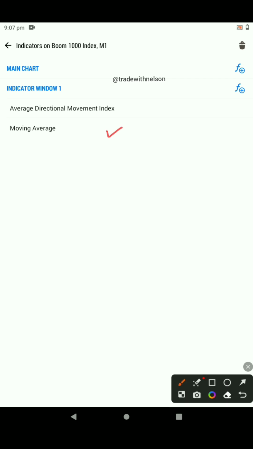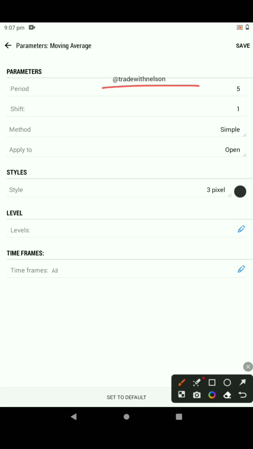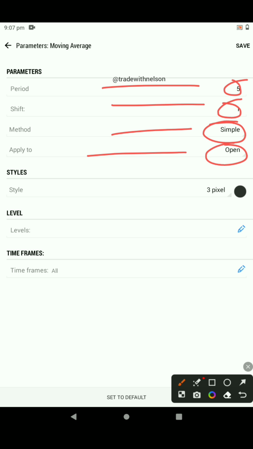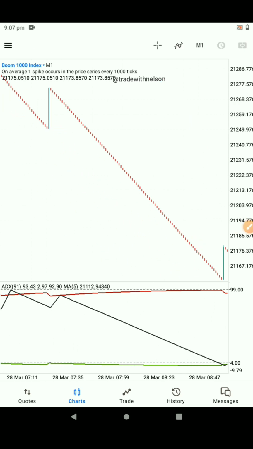And for the moving average, click on the F icon on indicators Windows 1. Moving average. Make your period to be 5, shift to be 0, method to be simple, apply to open. Style, make it 3 pixel and select color of your choice. After that, click on save. If you follow my settings correctly, your chart should look exactly as what you see over here.